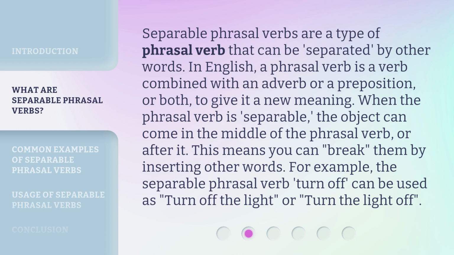Separable phrasal verbs are a type of phrasal verb that can be separated by other words. In English, a phrasal verb is a verb combined with an adverb or a preposition, or both, to give it a new meaning. When the phrasal verb is separable, the object can come in the middle of the phrasal verb, or after it. This means you can break them by inserting other words. For example, the separable phrasal verb "turn off" can be used as "turn off the light" or "turn the light off."